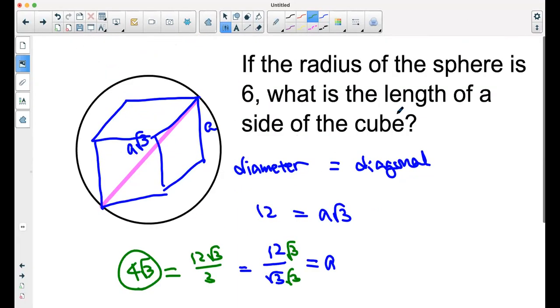How about that, guys? Is it okay? There's a lot of things which we can do with the cube. I'm going to give you a couple more questions here.